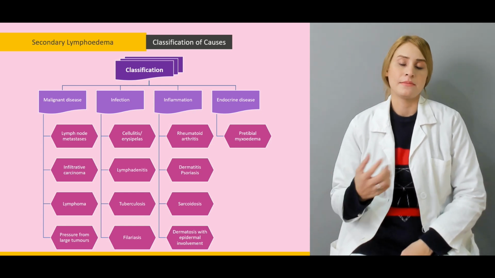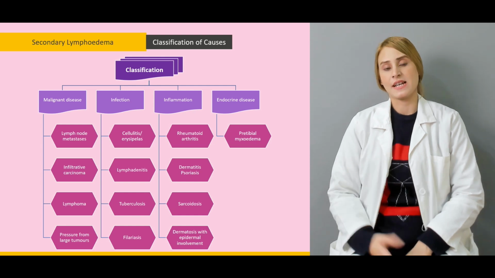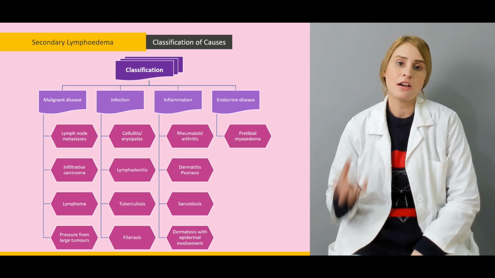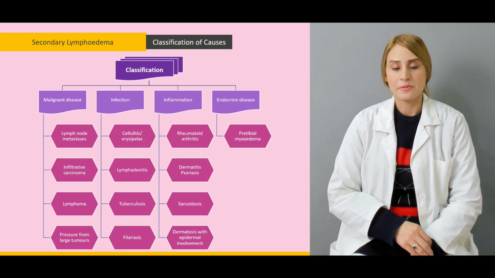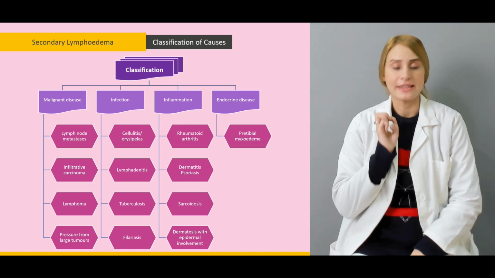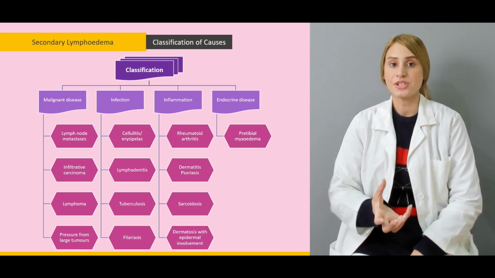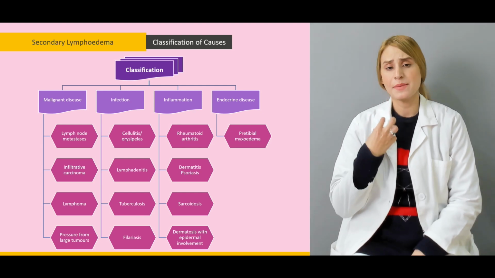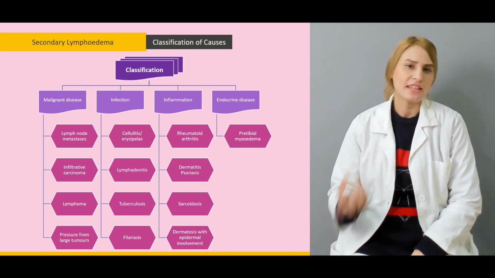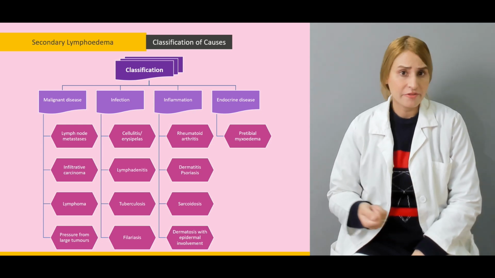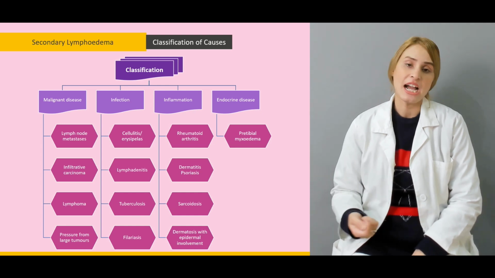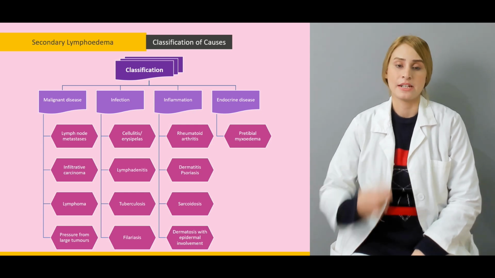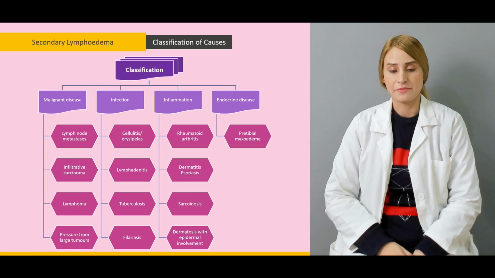Lymphomas, obviously, develop in the lymph nodes, and there can be large tumors, and the pressure from the large tumors causes lymphedema, because there would be obliteration or obstruction to the lymphatic flow, and it leads to lymphedema. Infection is very, very important. They can be cellulitis, lymphadenitis, lymphangitis, filariasis, and tuberculosis is also an infection which leads to secondary lymphedema.